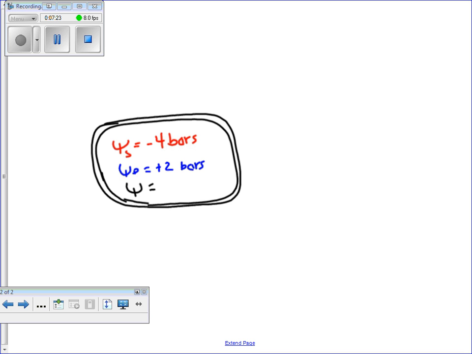Water potential equals pressure potential plus solute potential. So in this case, water potential equals pressure, which is +2 bars, plus -4 bars for solute potential. And of course, +2 plus -4 equals -2. So the overall pressure, the water potential of this system is -2 bars. Following it all? Any questions there?